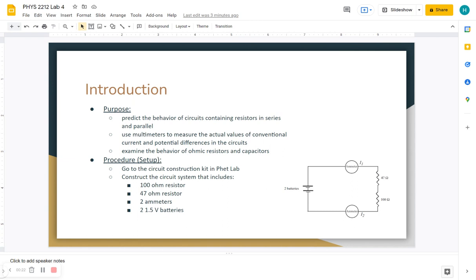So the basic procedure and setup: first we go to the circuit construction kit in PhET and construct the circuit system that includes resistors, ammeters, and batteries, and we can see that the values of them and the placement of them are shown on the right.